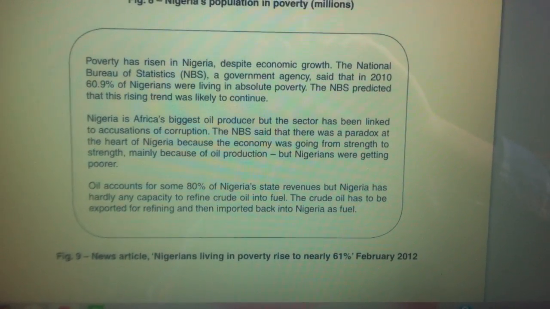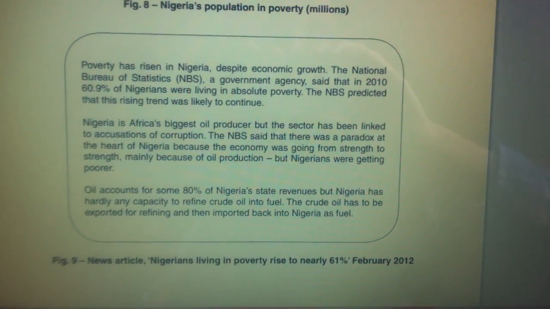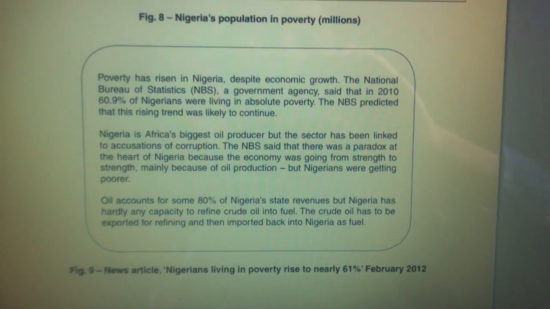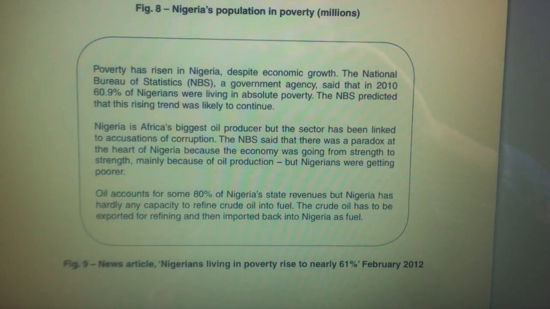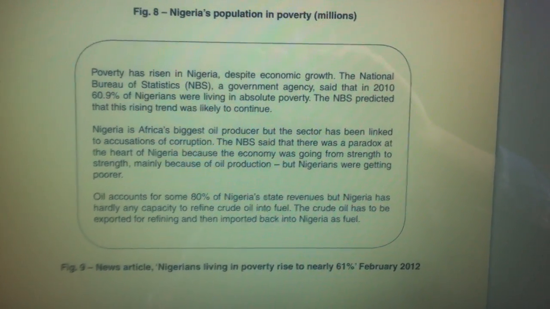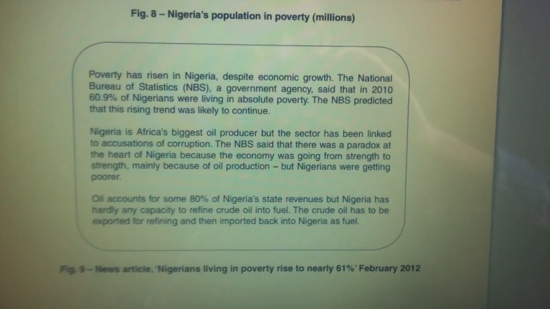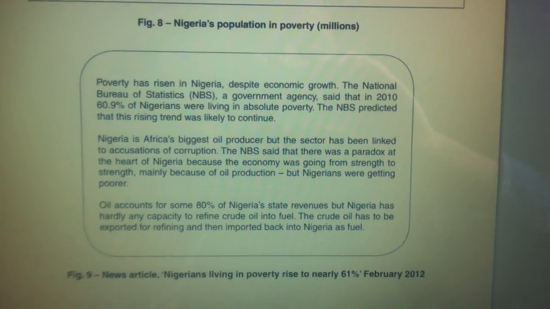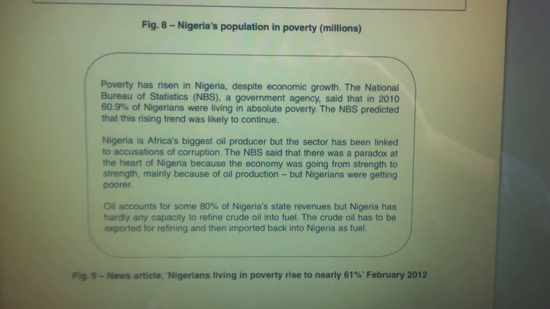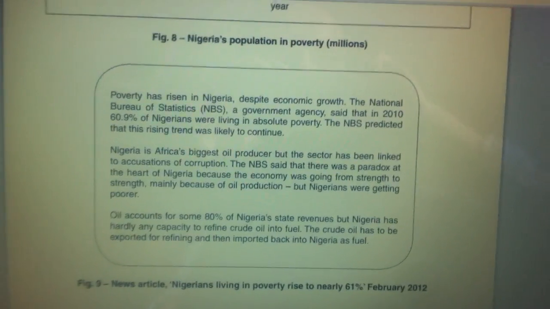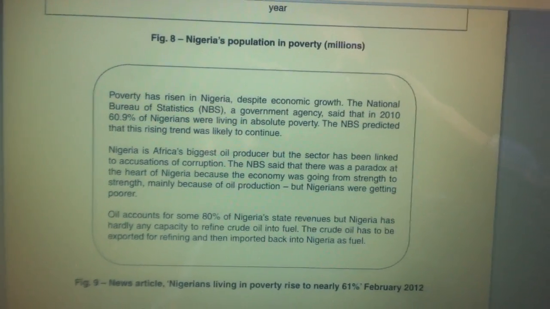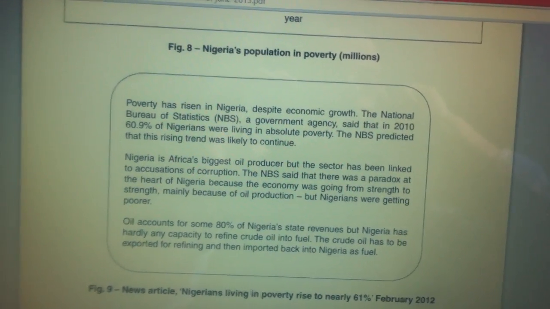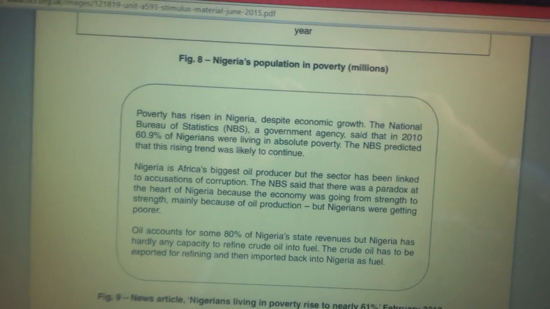And obviously, I'm sure you'll be aware of the slide in the oil price in this last year or so, certainly nine months or so, and that will obviously have hit those revenues very significantly. And if you've nothing else to fall back on, then that really does put your economy into difficulties. And having to export it and then import it back again does suggest that there is a potential to maybe develop some sort of refinery so that they don't have to do that.